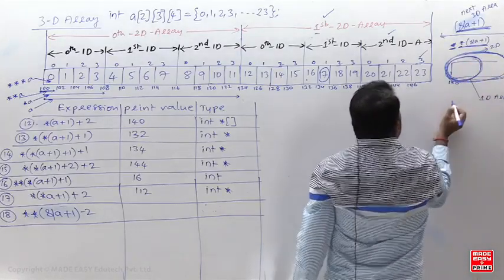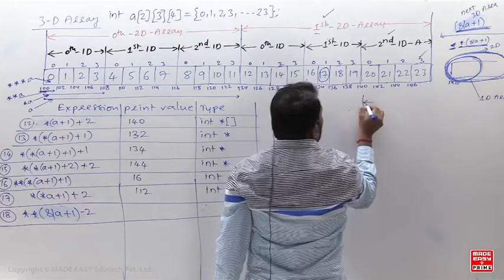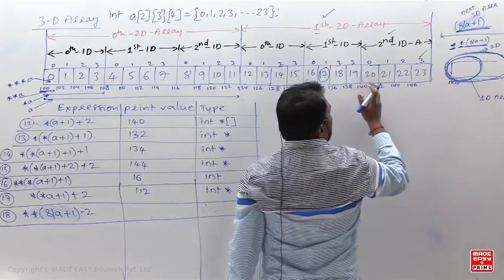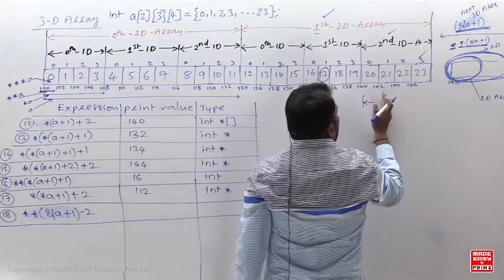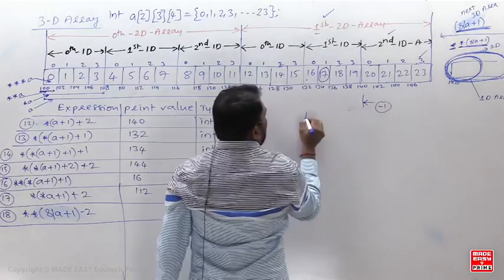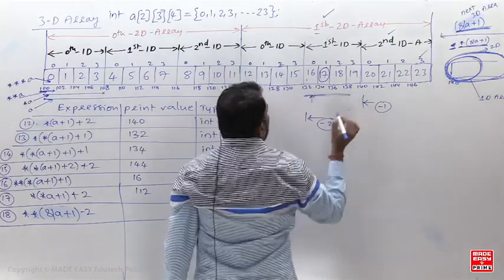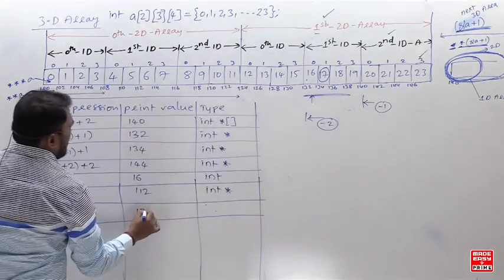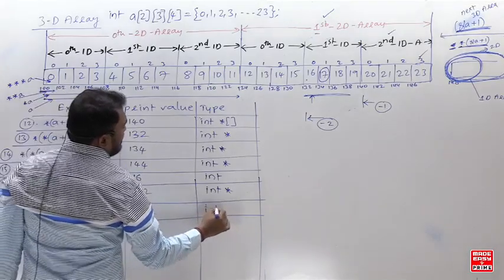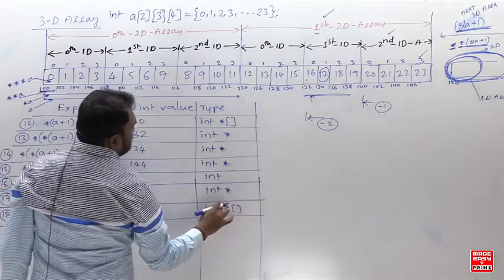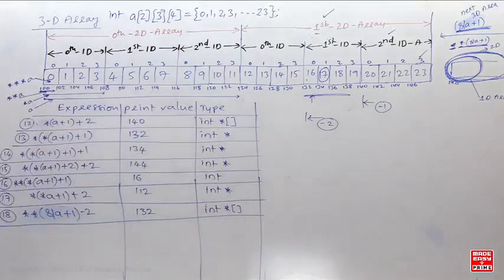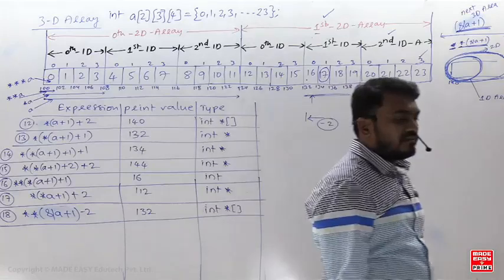If I say minus 1, you come here, it will subtract the 1D array size. If I say minus 2 here, it is going to point to what? 132, sorry, I made a printing mistake, 132. The type is what? Int star braces. Is this clear for everyone?